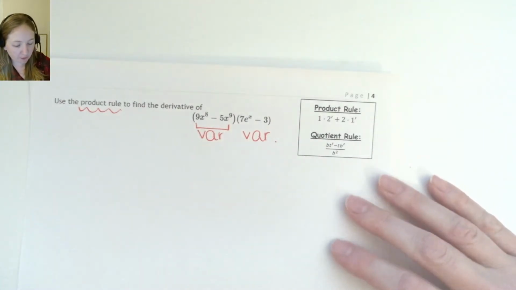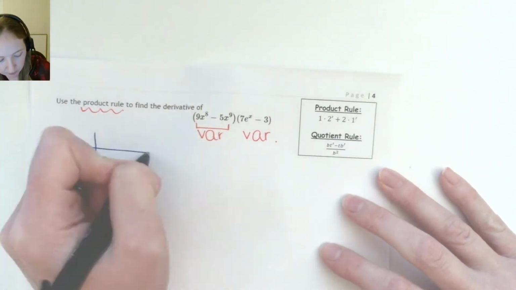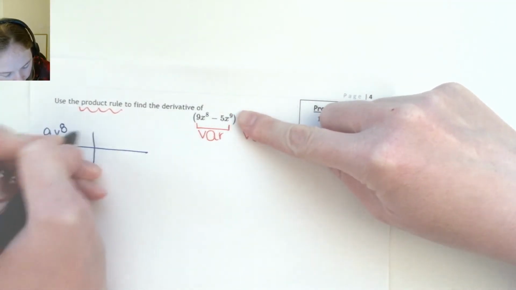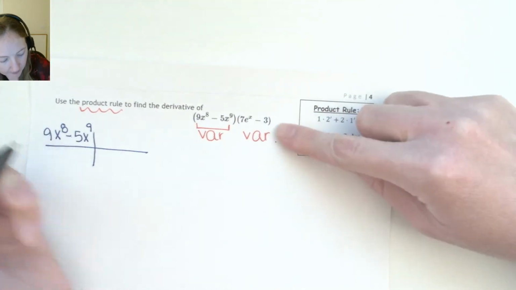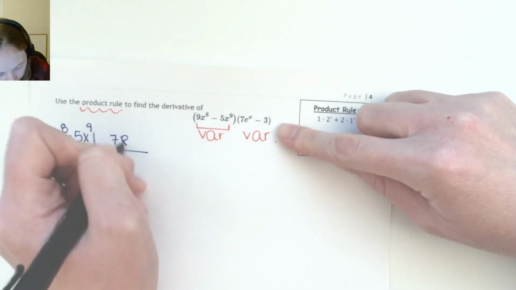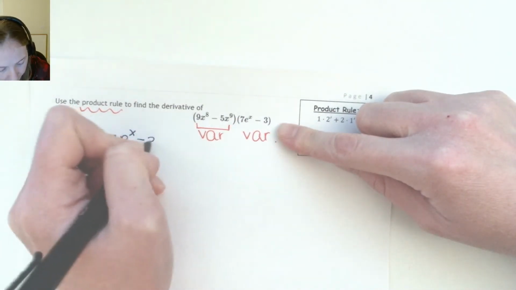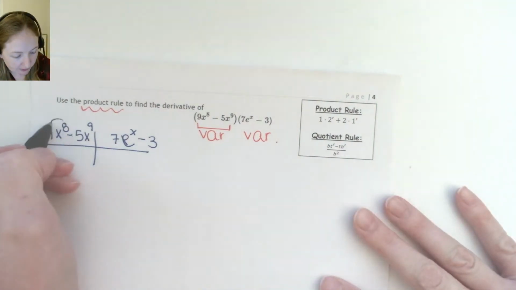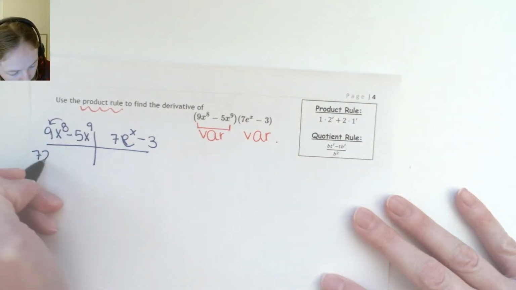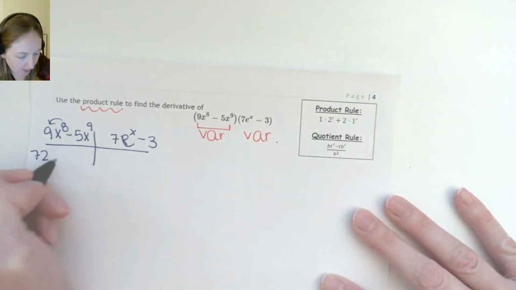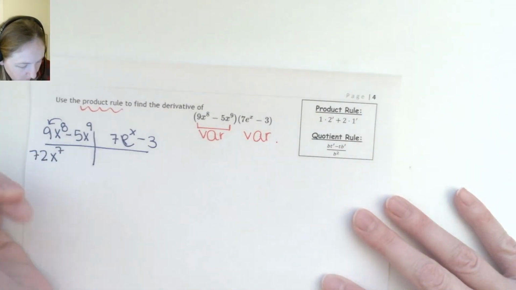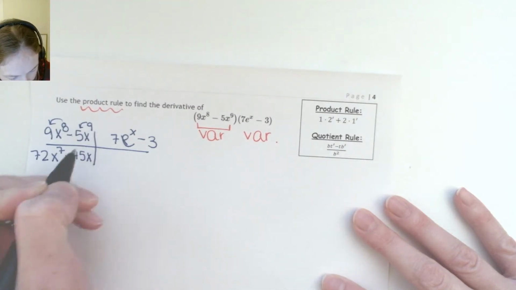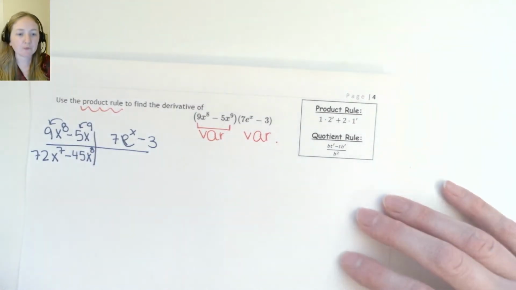So remember, from the product rule process, we have like our little t-chart here. The first function is the 9x to the 8th minus 5x to the 9th. And then our second function would be 7e to the x minus 3. Now, for the first function, everything's going to be pretty standard. We'll have 72 from the 9 times 8, and then x to the 7th. And then 9 times 5 will give us 45, x to the 8th power.